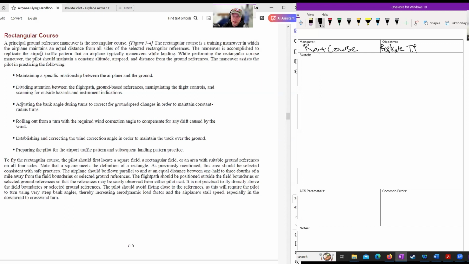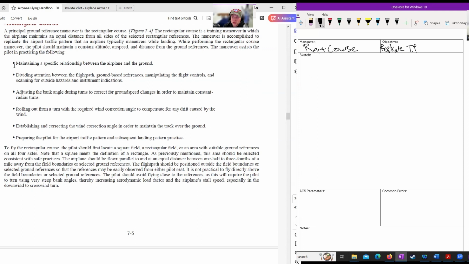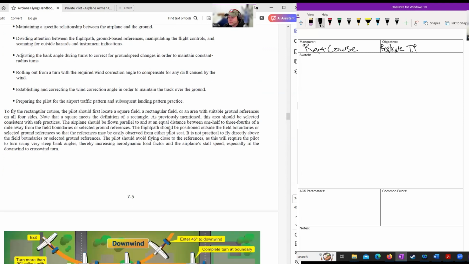So the maneuver assists the pilot in practicing the following: maintaining a specific relationship between the airplane and the ground, dividing attention between the flight path, ground-based references, manipulating the flight controls, and scanning for outside hazards and instrument indications. Adjusting the bank angle during turns to correct for ground speed changes in order to maintain constant radius turns, rolling out from a turn with the required wind correction angle to compensate for any drift caused by the wind, establishing and correcting the wind correction angle in order to maintain the track over the ground, and preparing the pilot for the airport traffic pattern at subsequent landing pattern practice.